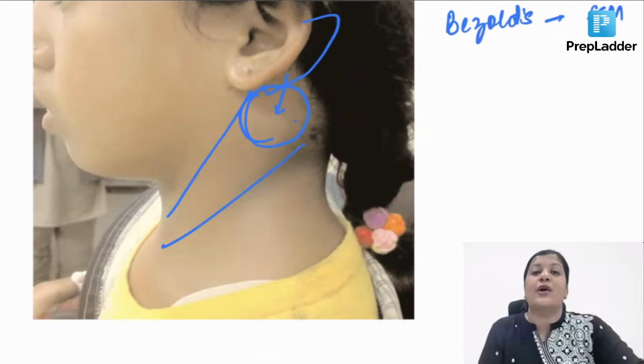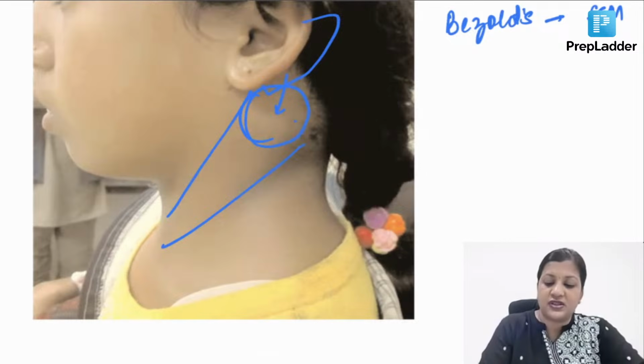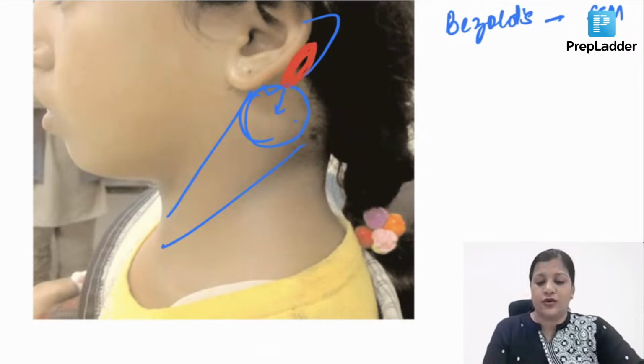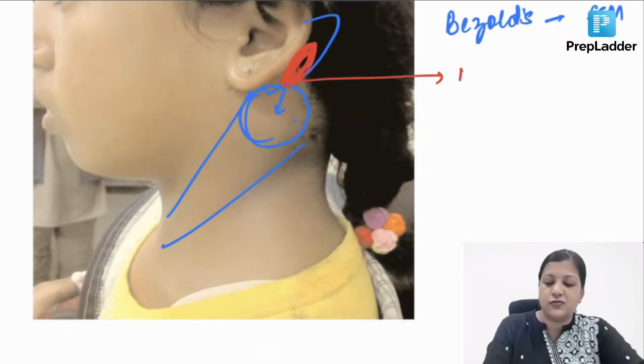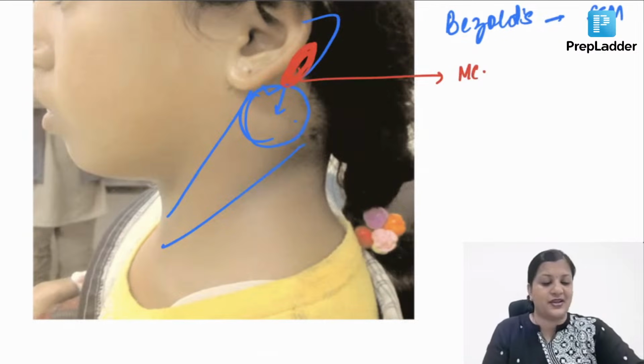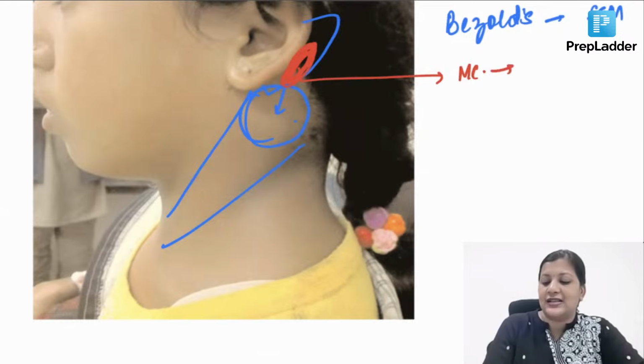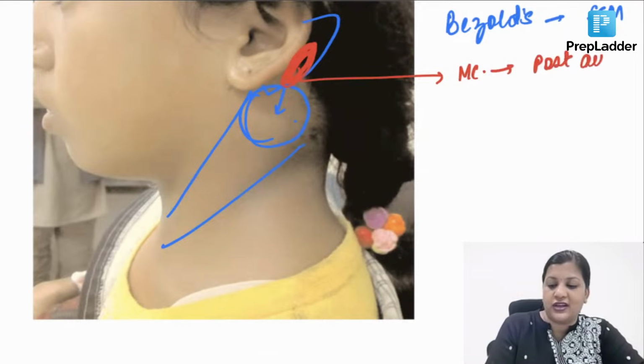Sternocleidomastoid muscle. Now, if they had given you an abscess here, behind the pinna, then what would it be? This is the most common complication after mastoiditis. What would we call it? It is nothing but your post-auricular abscess.